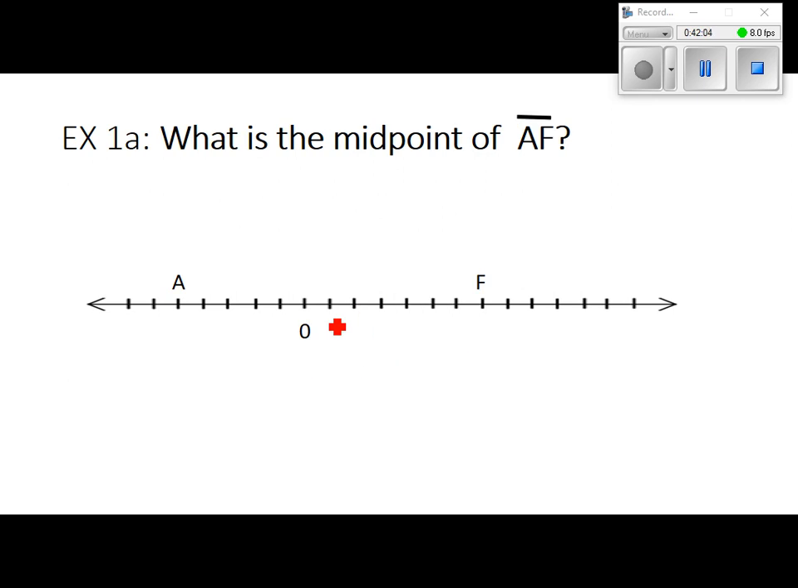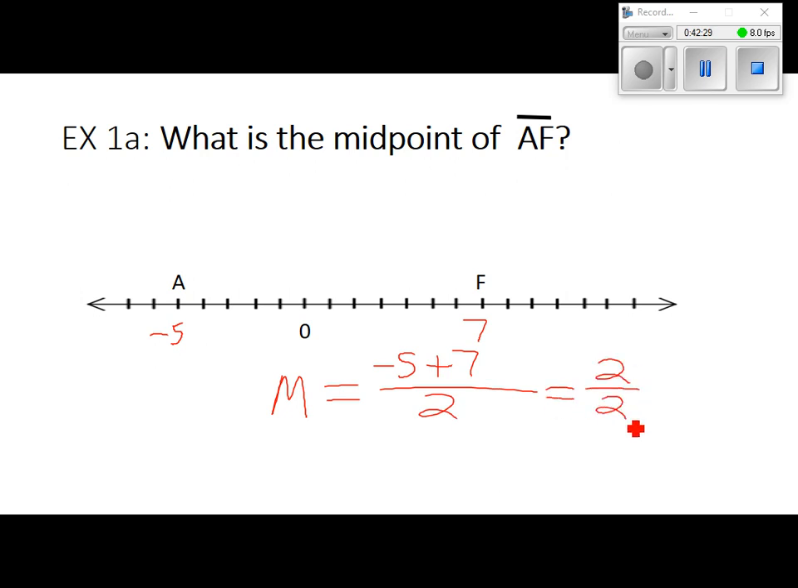Give me the coordinates for point A. And F? Everybody agree with that? Find M, the coordinate of the midpoint. What are we going to do on top? -5 plus 7, which Keith was already saying was 2. That's all right. So 2 divided by 2, what's that give us? 1.